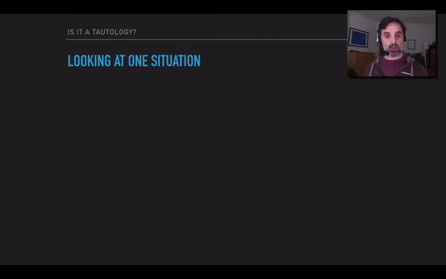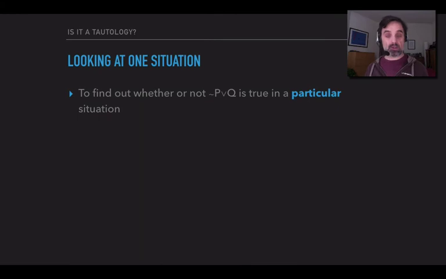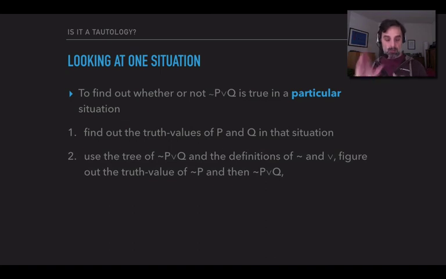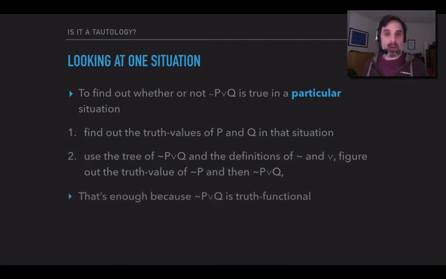So this truth functionality is really important because it basically guides how we figure out whether or not a sentence of our logical language is true in any particular situation. So let's say we wanted to know whether or not negation (P or Q) is true in a particular situation. Well, there are just two things to do. You find out the truth values of P and Q in that situation, and then using the grammatical tree of negation (P or Q), and the definitions of negation and of disjunction, we figure out the truth value of not P, and then the truth value of not (P or Q), and then we're done. That's all we have to do because negation (P or Q) is truth functional.